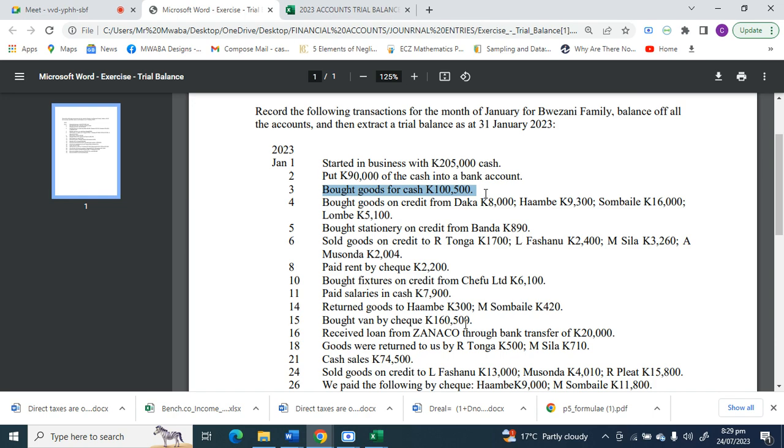So the two accounts involved are purchases and cash. Purchases is an expense account. Do not be tempted to say the inventory account and the cash account, because the inventory account is dealt with differently. You are not going to see an inventory account in any of these transactions, even in the trial balance. So you debit the purchases expense 105,000, and you credit cash.